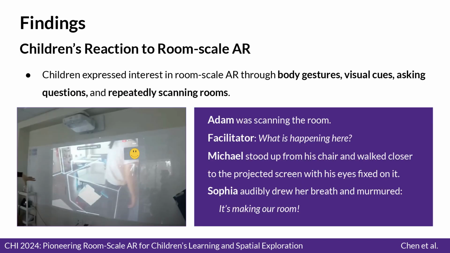Children expressed interest in room-scale AR through their body gestures and visual cues. They often asked questions and repeatedly scanned rooms. For example, in the following episode, Adam was holding an iPad. The iPad was then projected on a screen for others to see. When the facilitators asked, "What is happening here?" Michael stood up from his chair and walked closer to the projected screen with his eyes fixed on it. Sophia audibly drew her breath and murmured, "It's making our room."